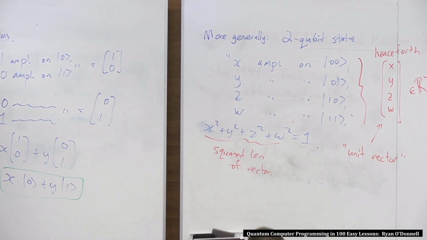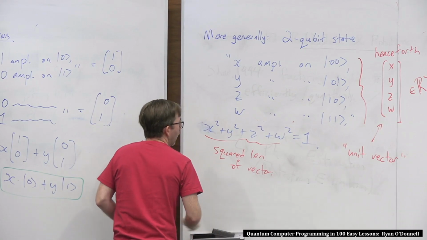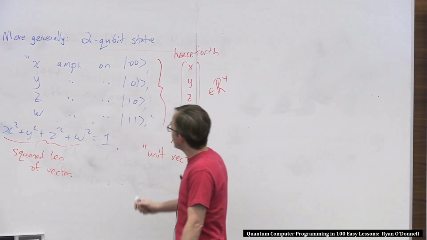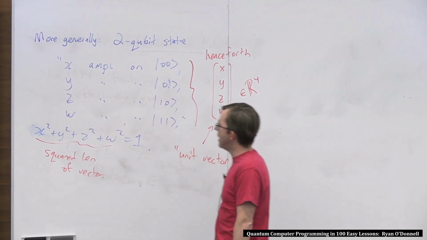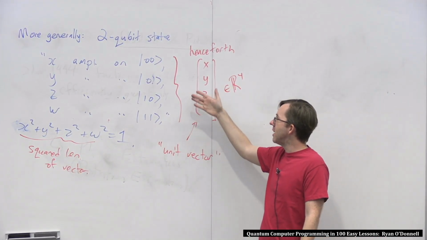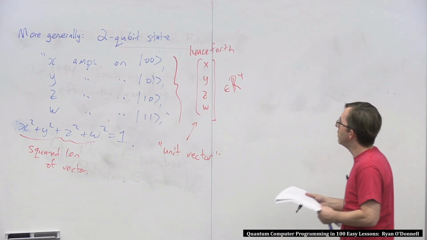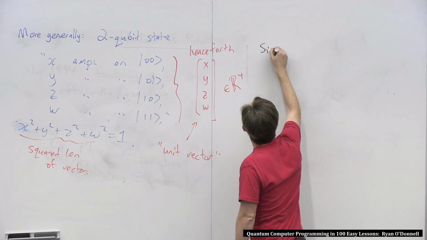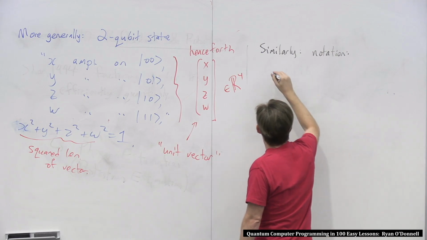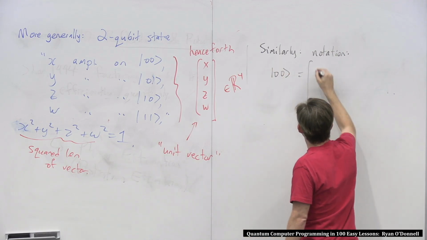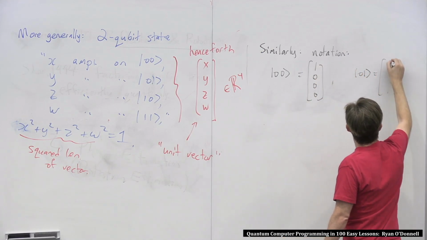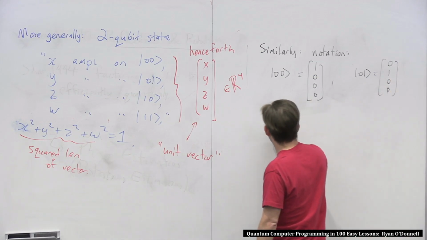So similarly to the 1-qubit case, in the special case where x is 1 and all of y, z, and w are 0, so you have all the amplitude on basic state 0,0, we just call such a state |0,0>. And we'll do the same thing here. We have this notation where this symbol, 0,0 in the angle brackets, means this vector 1, 0, 0, 0. And |0,1> means this vector 0, 1, 0, 0, and so forth.